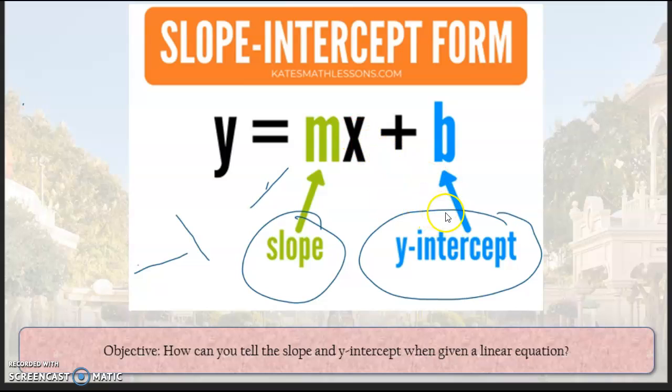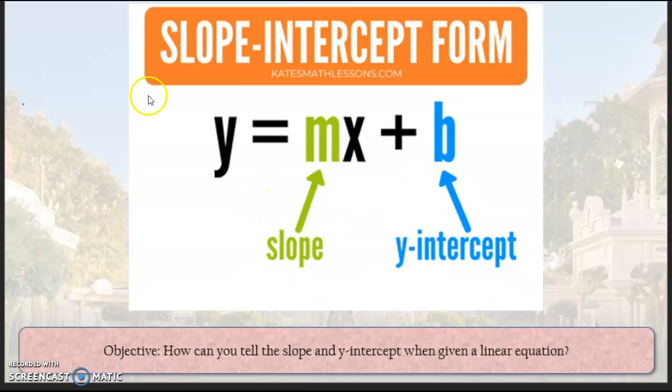Your y-intercept, that is where your line crosses your y-axis. Okay, and this is important to know because we have to know where to start this line. It crosses a bunch of places, so we want to get a good starting point, and that's always my beginning, the y-intercept. All right, so let's do some examples.